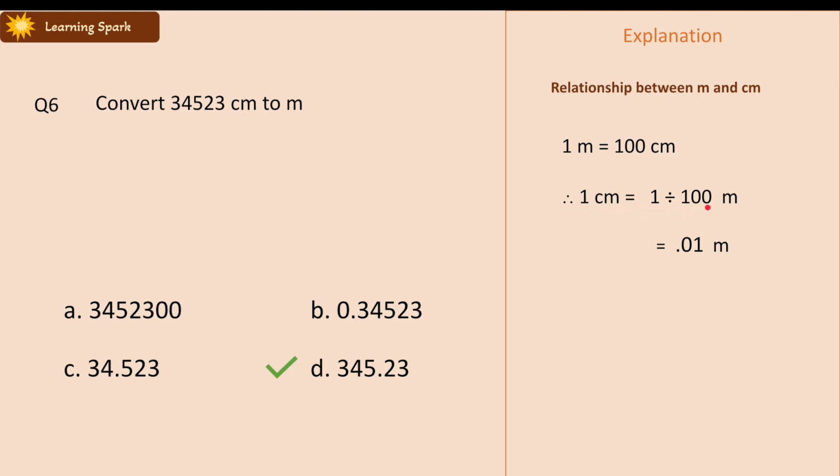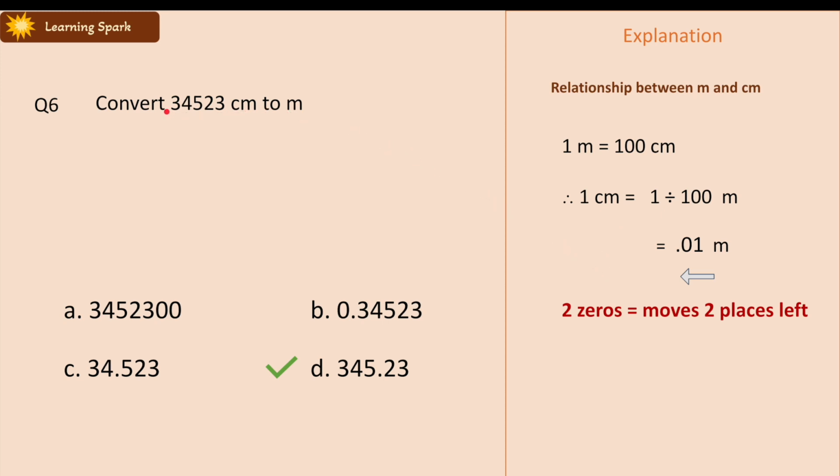1 by 100 you have to then convert into decimal point, and we have already learned that there are two zeros, so it moves two places from the right, so 1, 2, and it becomes 0.01, right? So 0.01 meter equal to 1 centimeter.